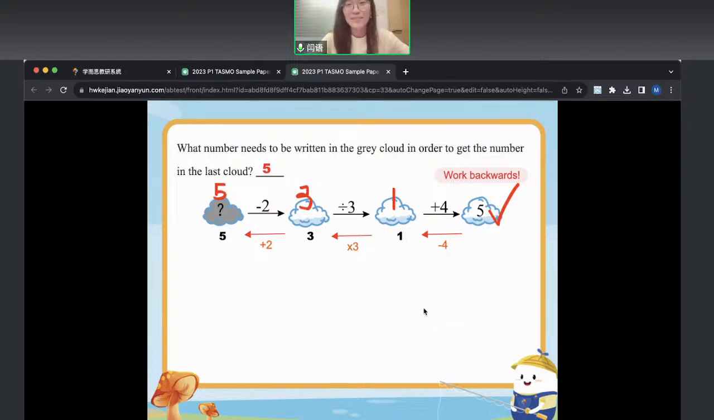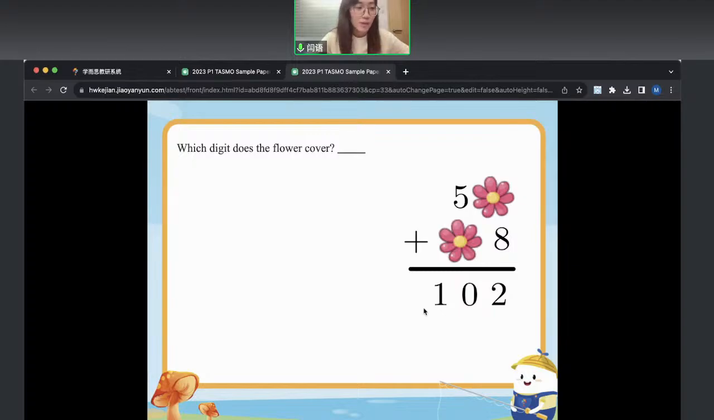Okay. Now, next one. Oh, this is about the number puzzle. Another popular topic in competitions. Here, everyone, do you have the answer? Which digit does the flower cover? Which one?